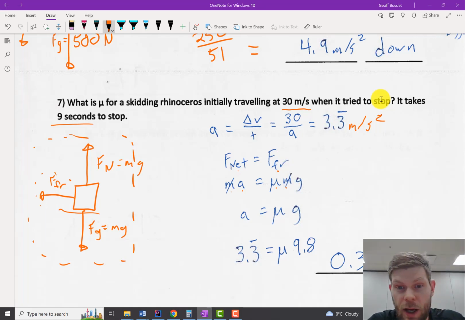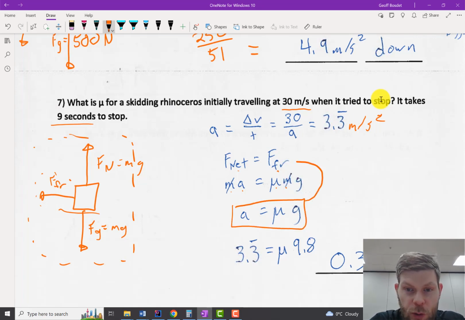You can cancel out those m's, and you are left with this formula here, which is true if and only if this is true. So if this is true, this is true. If this is not true, this is not true. So don't copy it on your formula sheet and start using it for all the questions, because this only works if your free body diagram looks like that, and your net force is your force of friction.